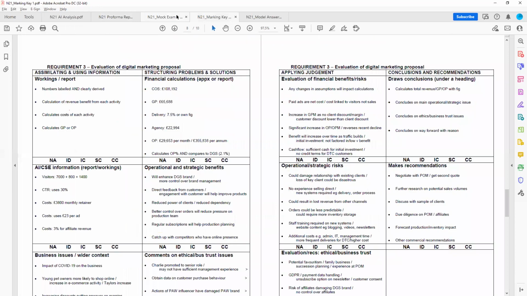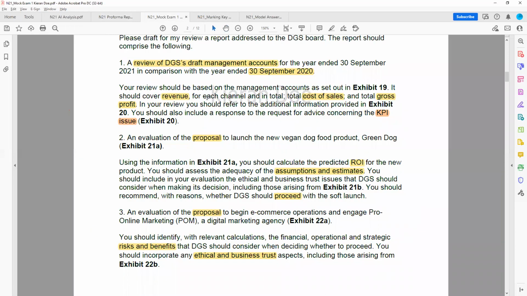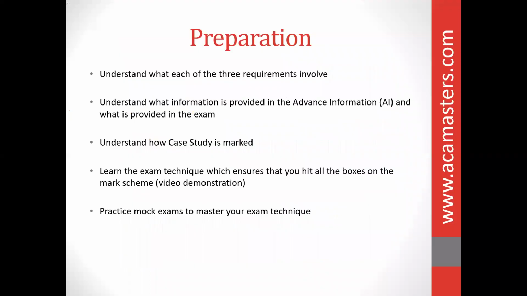But I know what the marking key looks like. It's already in my head. When I look at the requirement, I already know there will be 2 boxes for revenue, and cost of sales and gross profit will probably share a box, and there'll be one for the KPI issue. I know there'll be conclusions, recommendations. So it's already all there because I've just practiced it so many times. And that's what you need to do in order to master your exam technique.